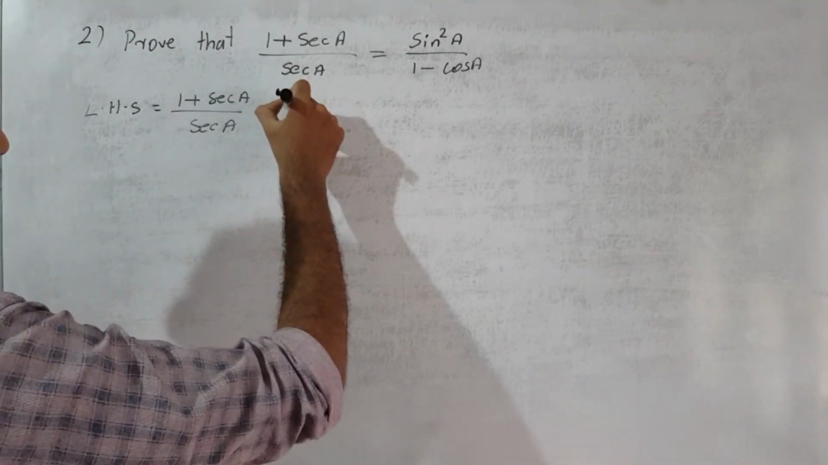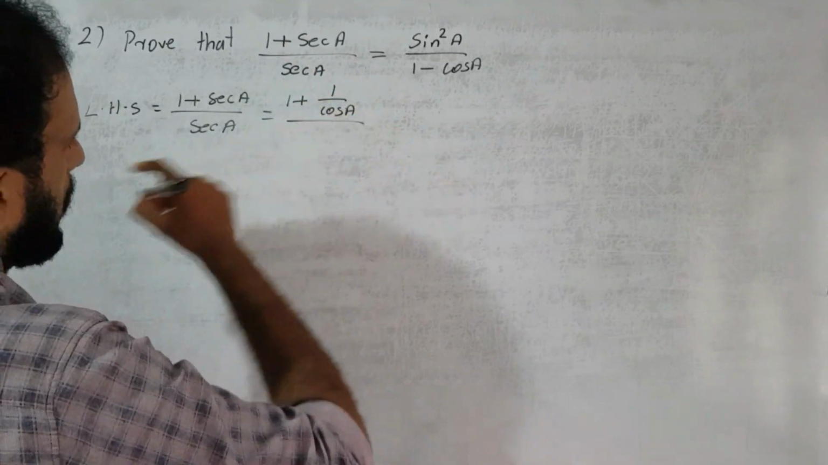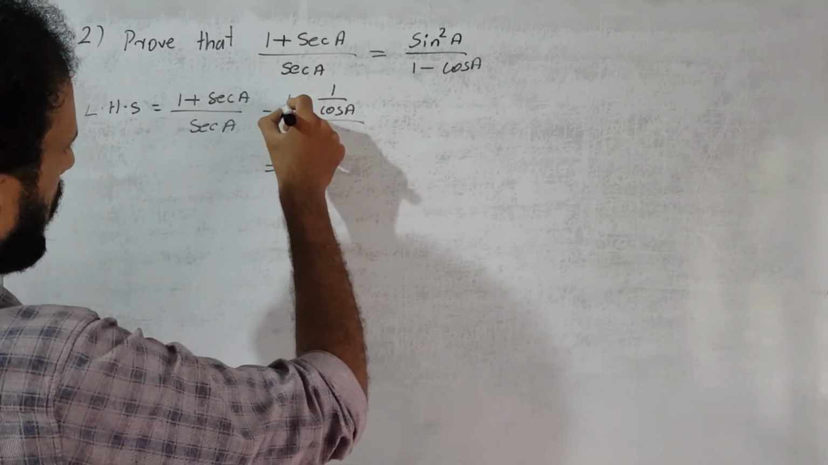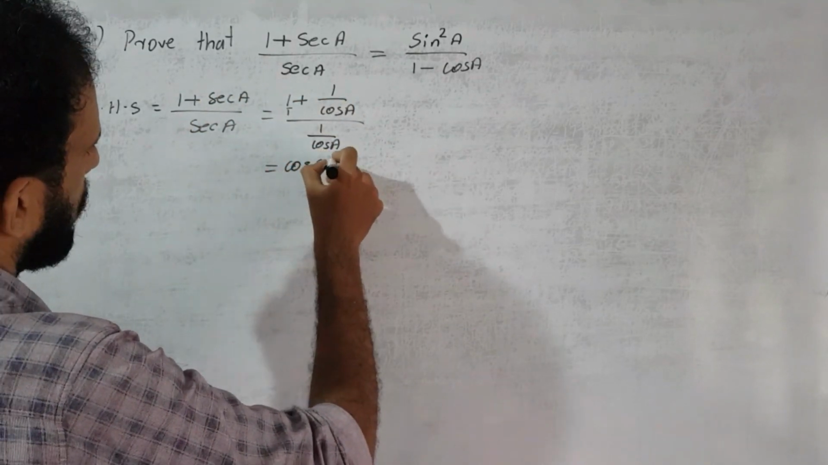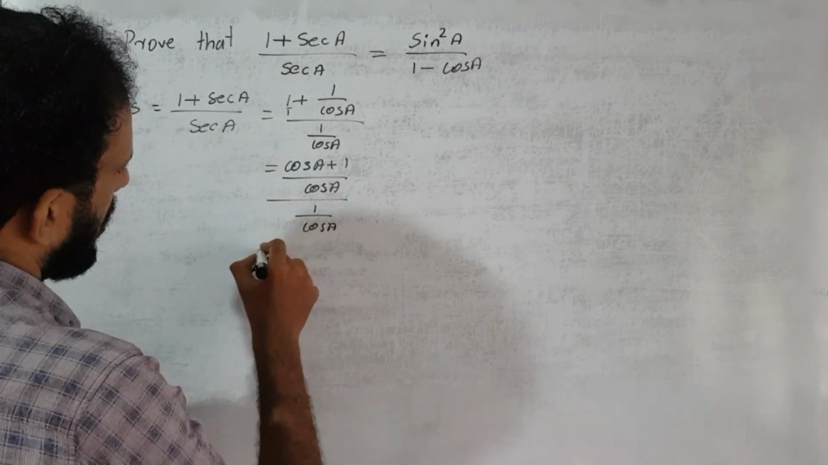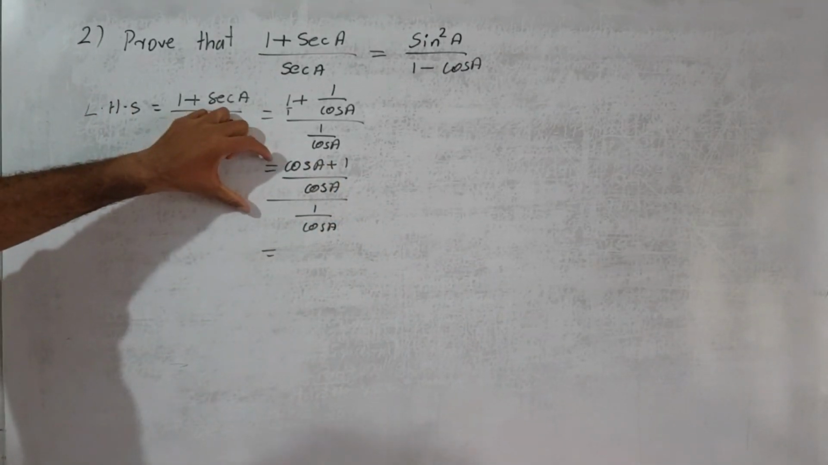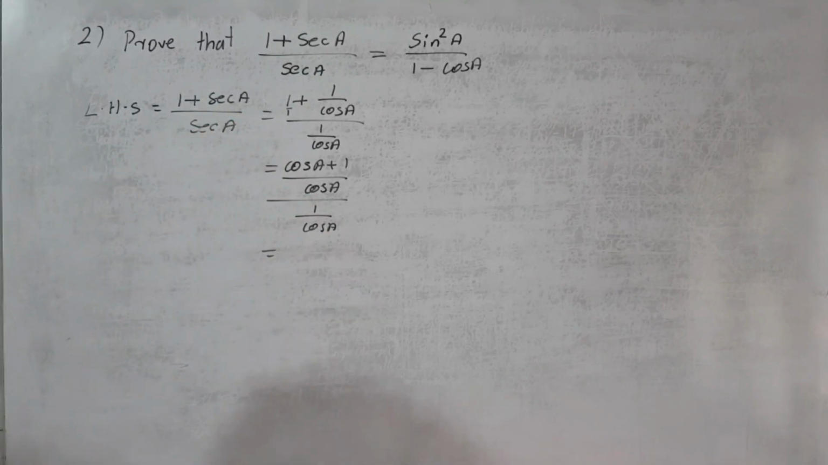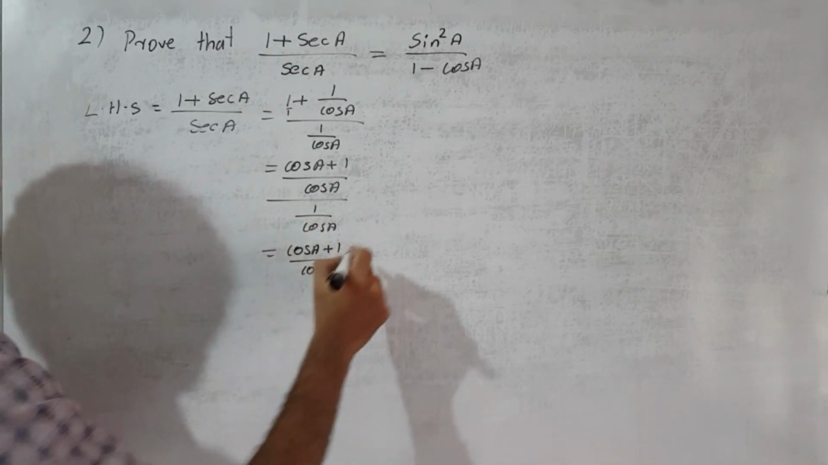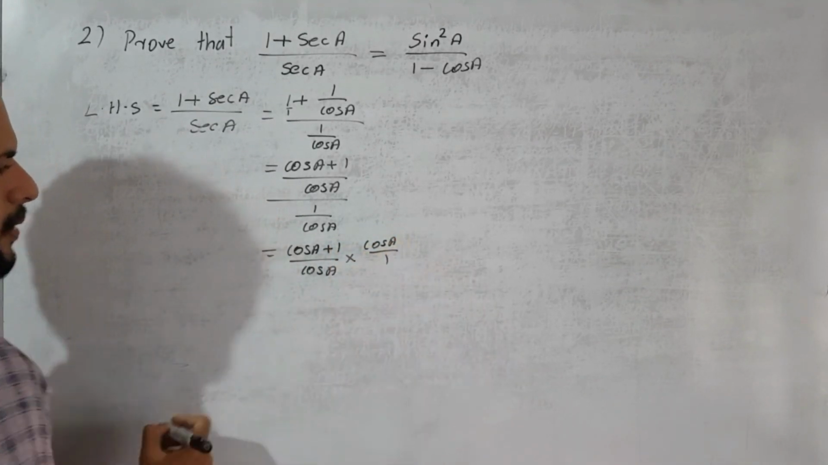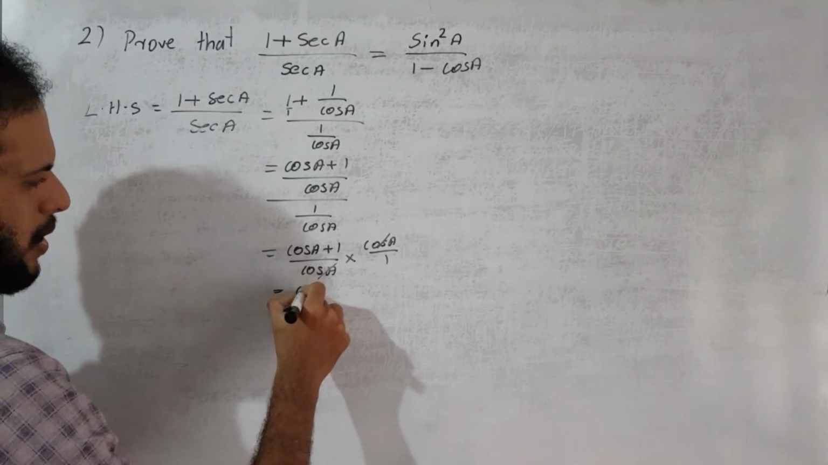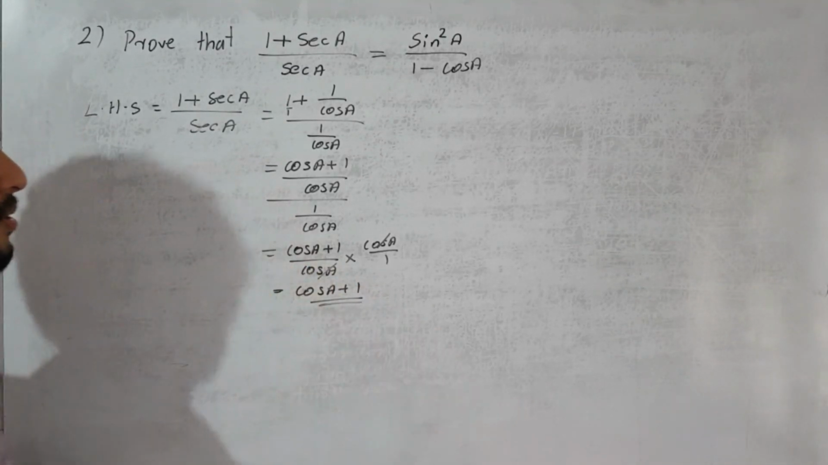The next is 1 plus 1 by cos A by 1 by cos A. Here we cross multiply: cos A plus 1 by cos A divided by 1 by cos A. So it is very clear, we are dividing two fractions. We multiply by the reciprocal of the denominator: cos A plus 1 by cos A into, what is the reciprocal of 1 by cos A? It is cos A by 1. Then cos A and cos A cancel. Then what we get is cos A plus 1 by 1, which is cos A plus 1.